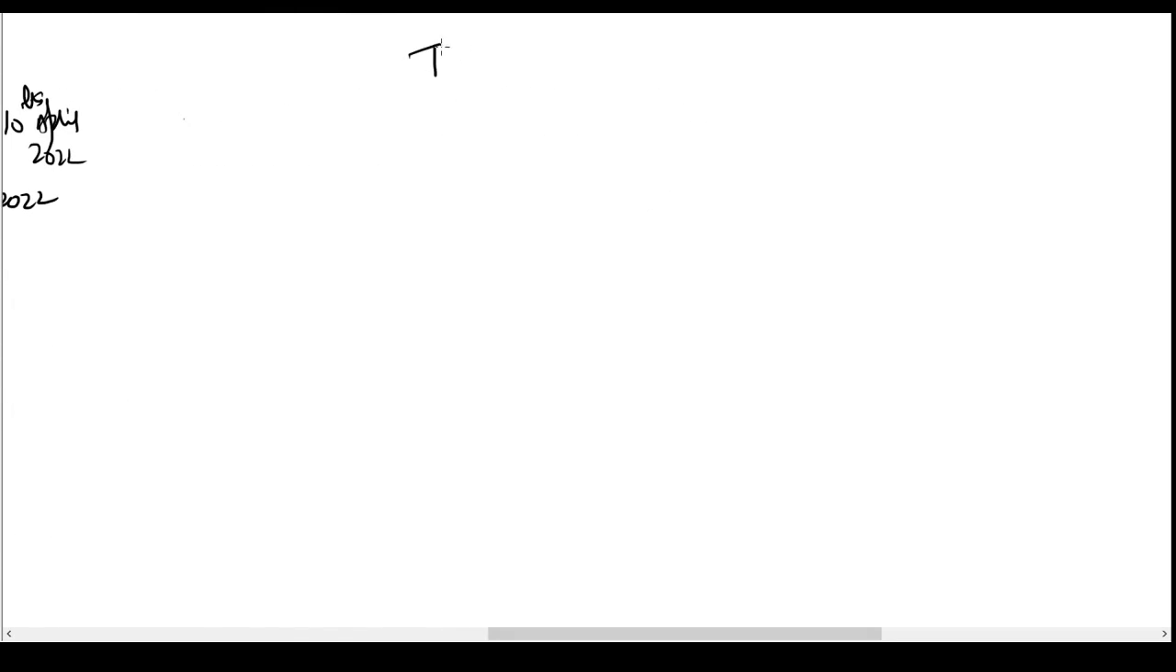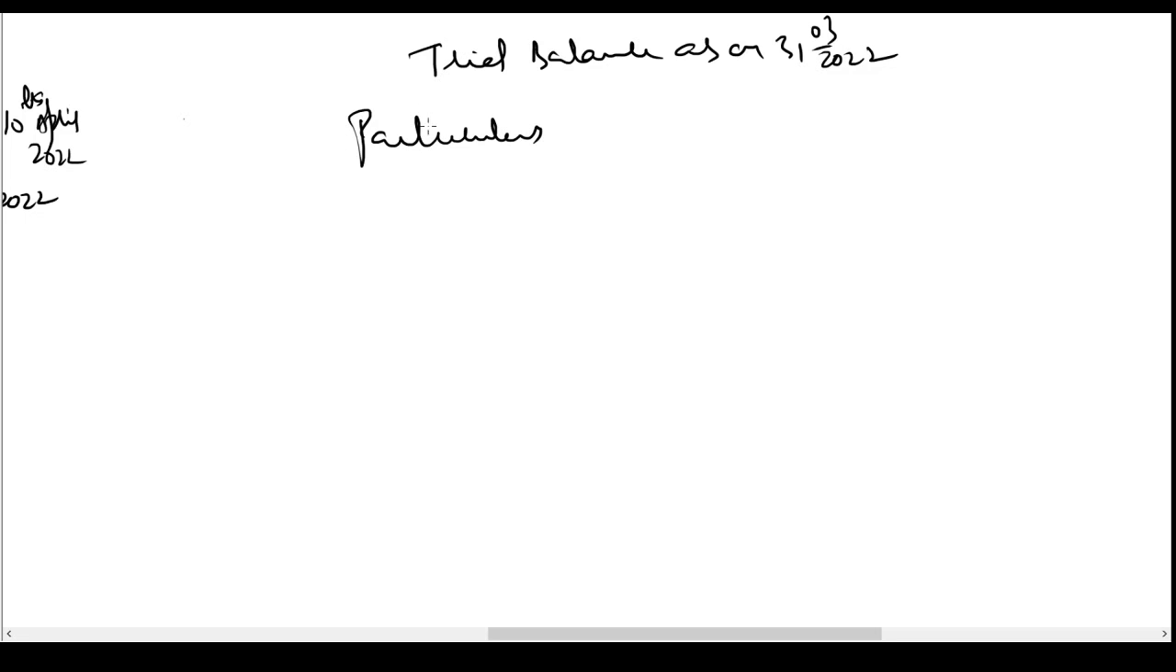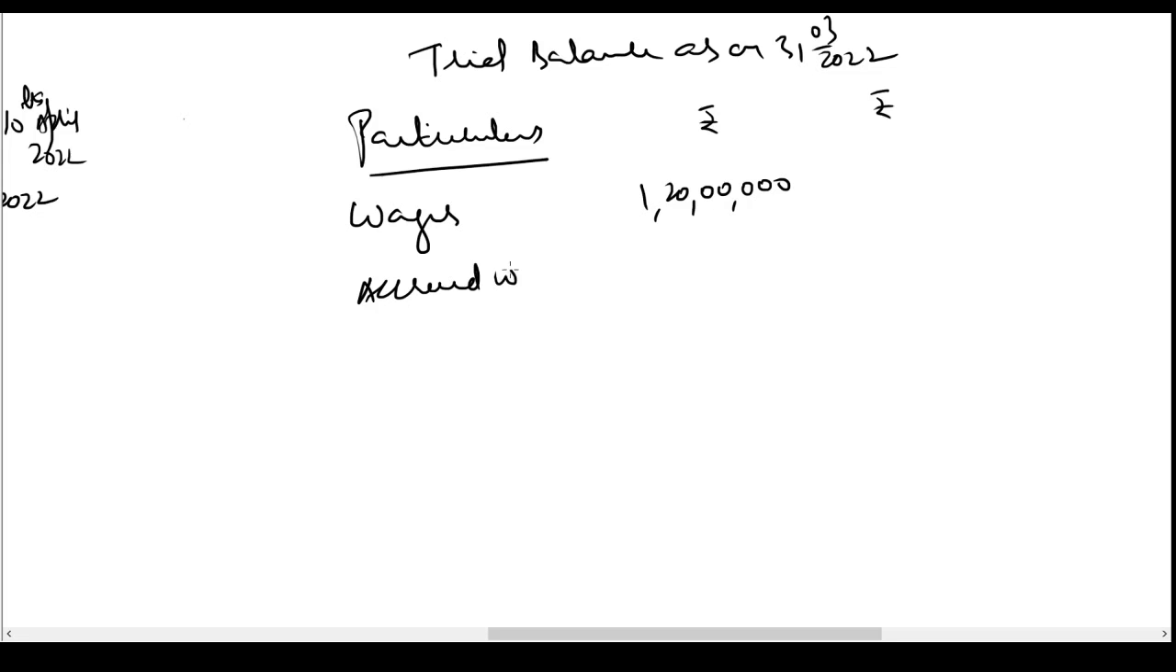Now, if I prepare a trial balance as on 31st March 22, particulars, rupees, wages will appear as a debit balance 1 crore 20 lakh, accrued wages 10 lakh. This is how my trial balance will appear.